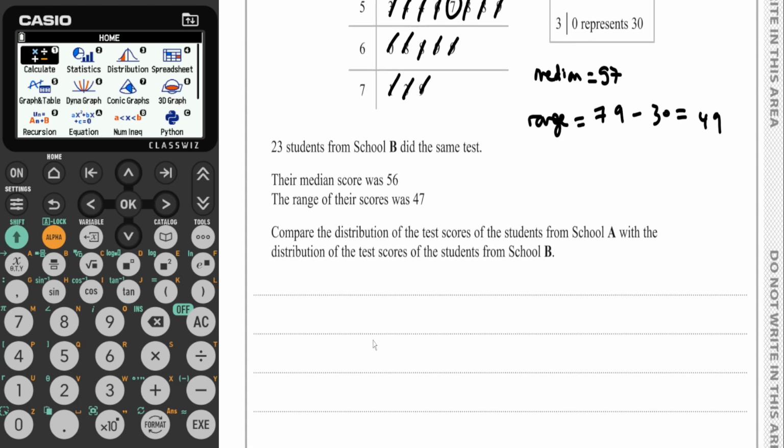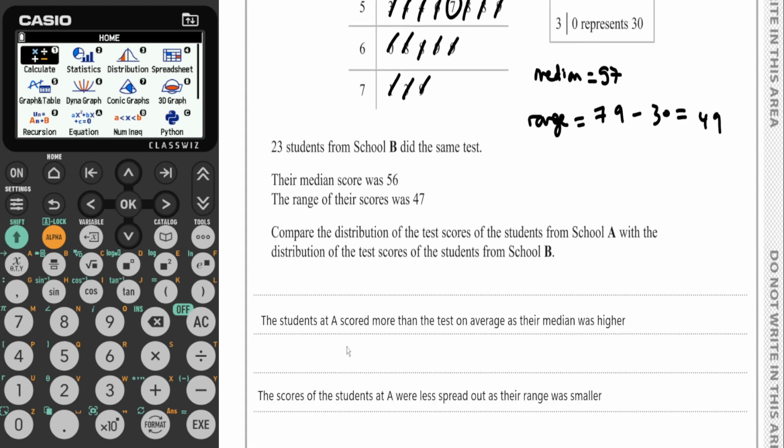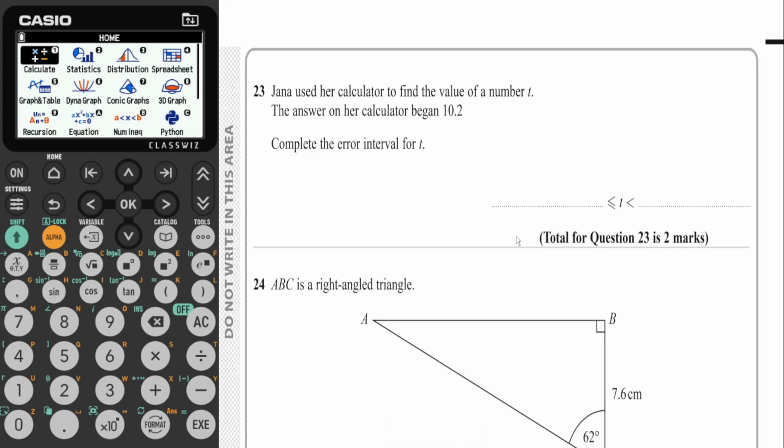So now we can compare. So the students at A scored more than the test on average as their median was higher, and the scores of the students at A were less spread out as their range was smaller.